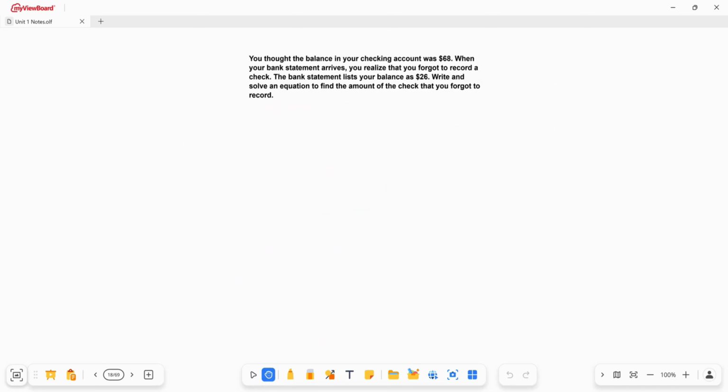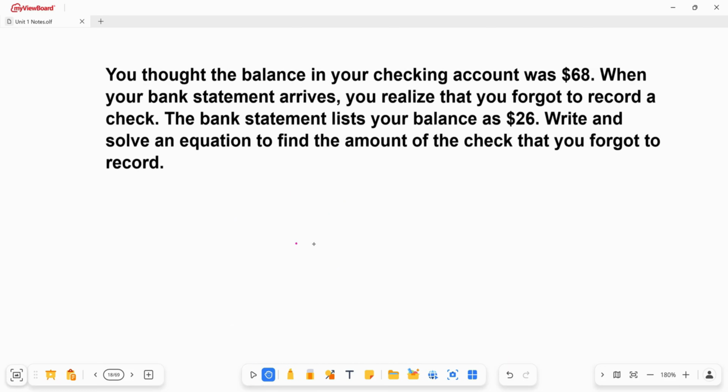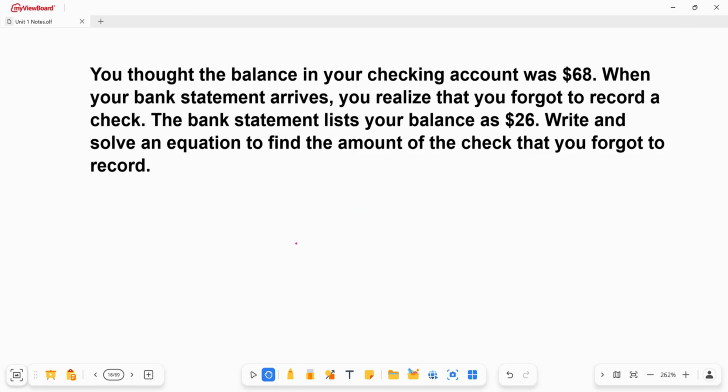All right, here is our next one. So you thought the balance in your checking account, so that's just going to be kind of like your normal account where money gets put when you get paid, was $68. You thought when your bank statement arrives, you realize that you forgot to record a check. The bank statement lists your balance as $26. Well, write and solve an equation to find the amount of the check that you forgot to write.